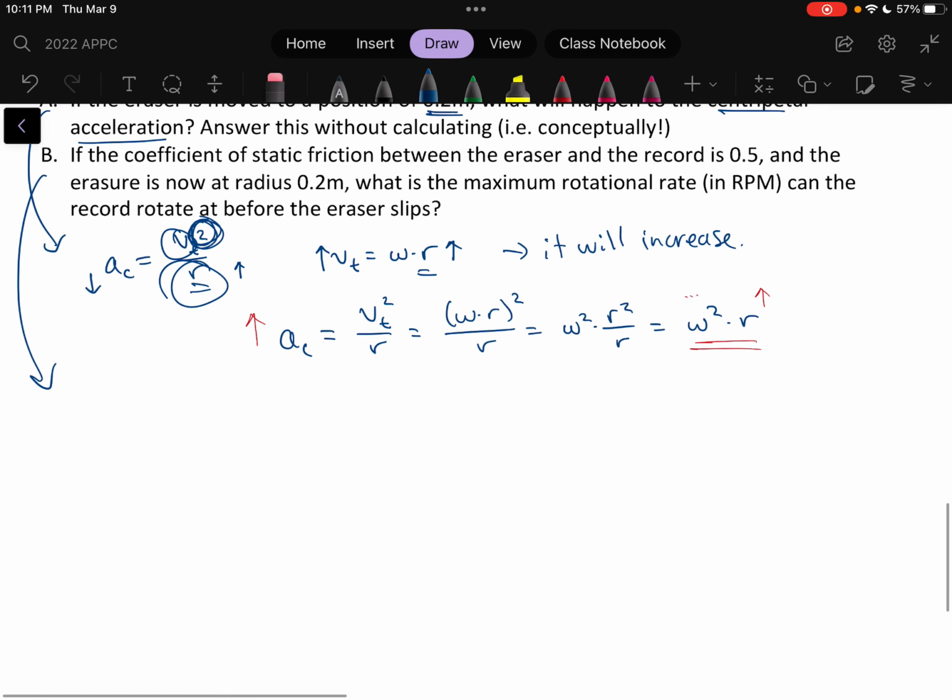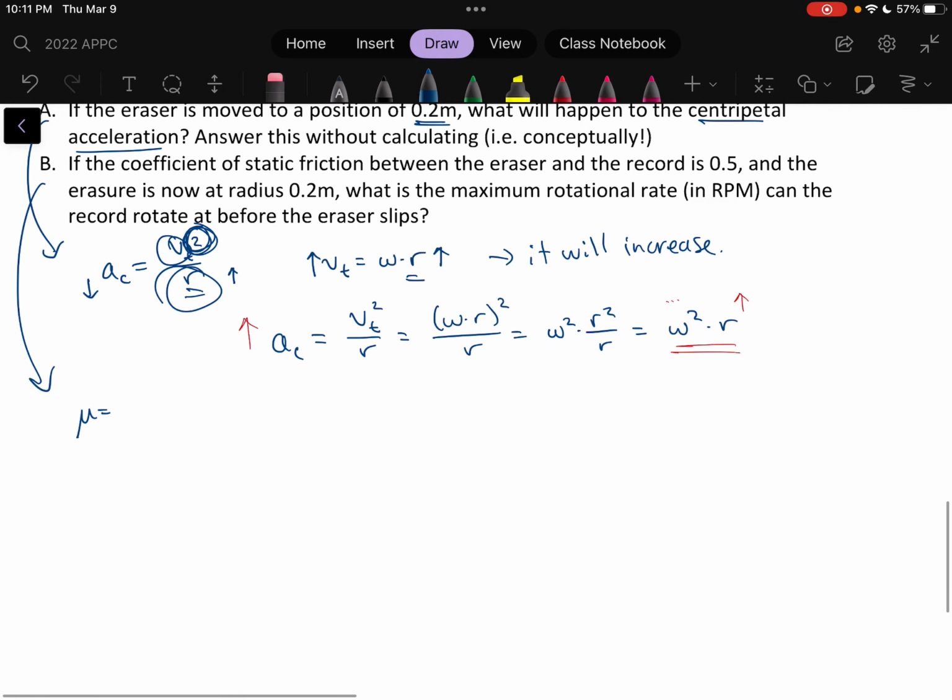Now, part B of this question is asking to do some calculations. It says if the coefficient of static friction between the eraser and the turntable is 0.5, and the radius is 0.2 meters, we want to find the maximum rotational rate that the record can be at before the eraser slips. So we're going to have to call in the idea of net force producing mass times acceleration. We're going to have to include friction, and also the idea that omega is the rotational rate multiplied by 2 pi. There are going to be a lot of little equations to work out here.